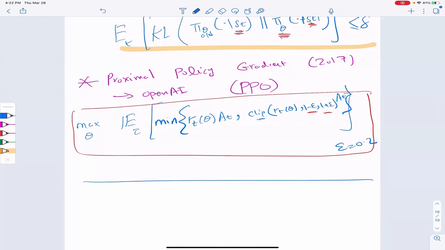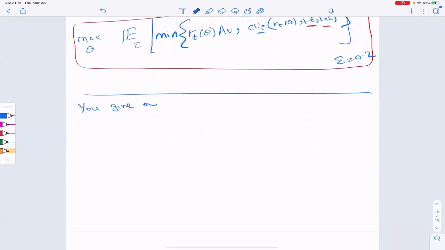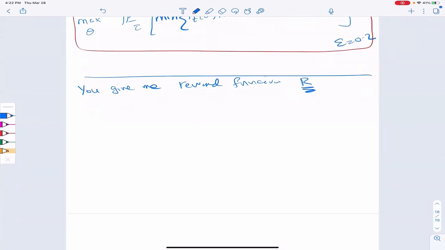Okay, so practically speaking, what have we learned? You give me a reward function. I'm going to have a policy network. You also tell me what network you want to use for your policy. You pick a neural network that maps your states to actions. That is your policy network parameterized by theta. And that is it.